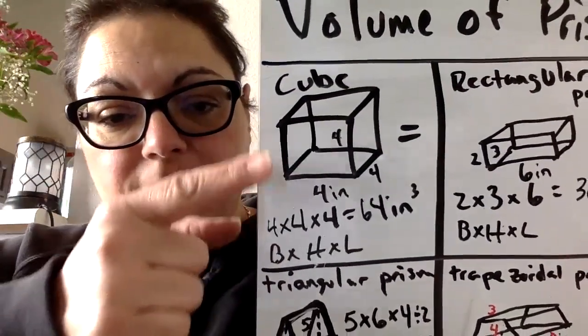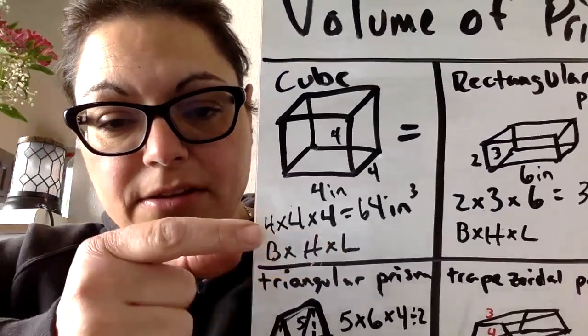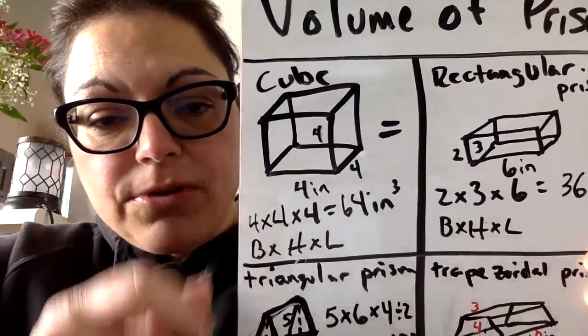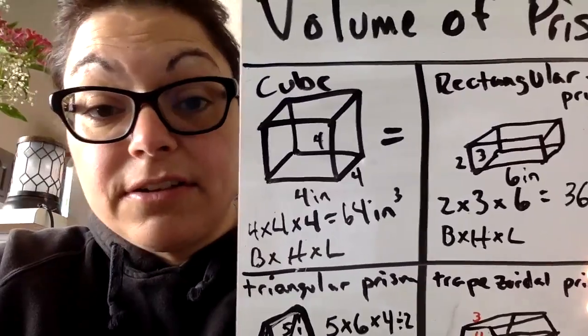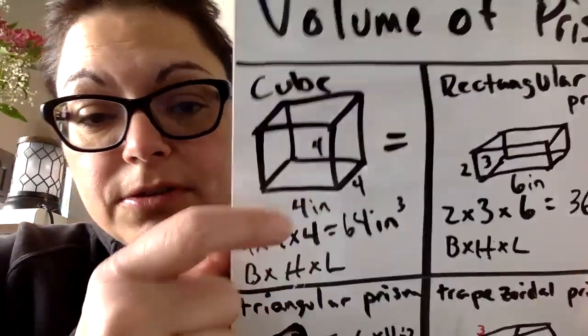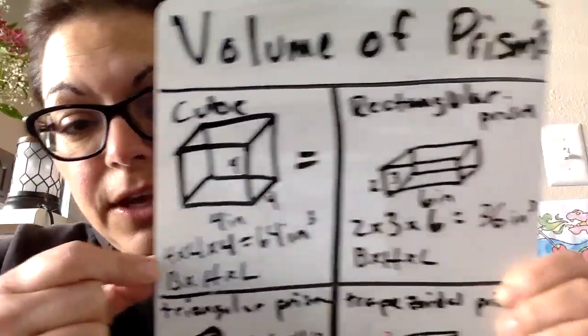So I would take the formula base times height times length. So 4 times 4 times 4, and I get 64. And since it's a cube, we say cubed. So 64 inches cubed, okay?